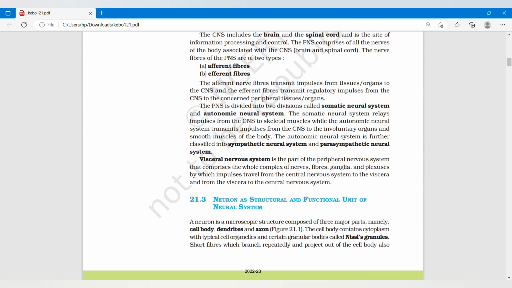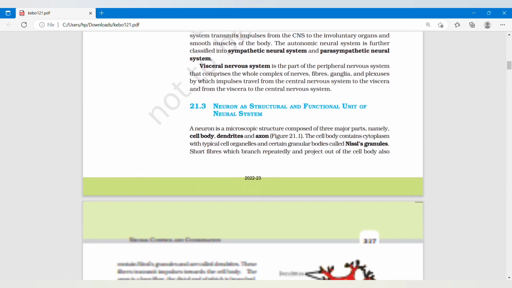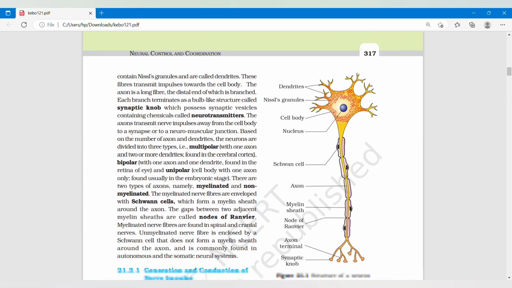So the next part is 21.3, that is neuron as a structural and functional unit of neural system. A neuron is a microscopic structure composed of three major parts, namely cell body, dendrites, and axon, that is given in figure 21.1. The cell body contains cytoplasm with typical cell organelles and certain granular bodies called Nissl's granules. Short fibers which branch repeatedly and project out of the cell body also contain Nissl's granules and are called dendrites.